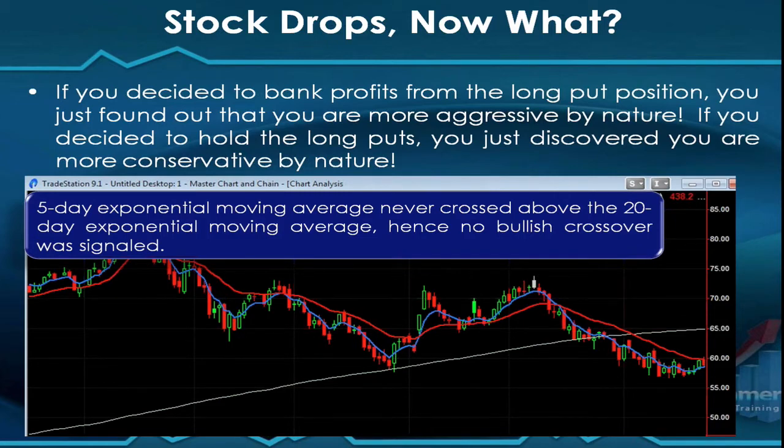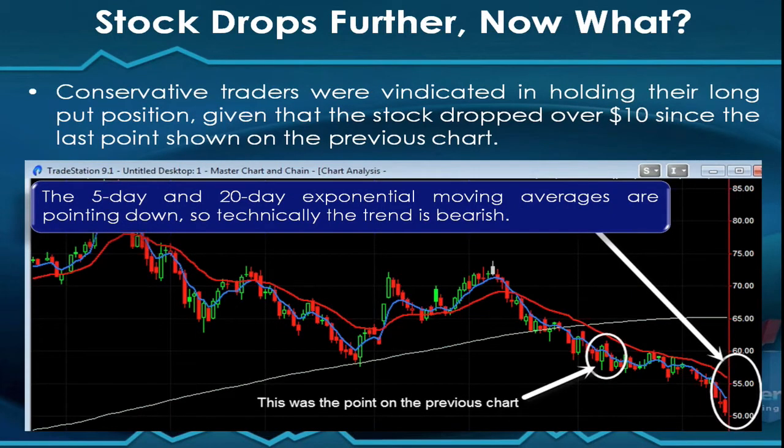What I also want you to keep in mind, though, this was a long-term stock position. This was not a quick buy and sell thing. And I want to point out that the blue line never did cross above the red line. Therefore, no bullish crossover occurred. And what do you know? The conservative traders, they were vindicated in holding their long put positions, given that the stock dropped over $10 since the last point shown on the previous chart. Wow.